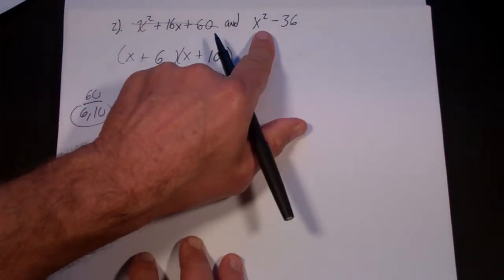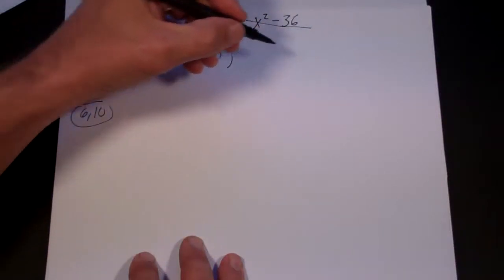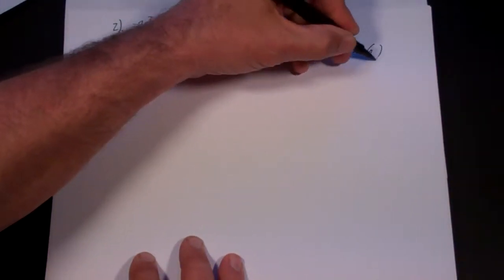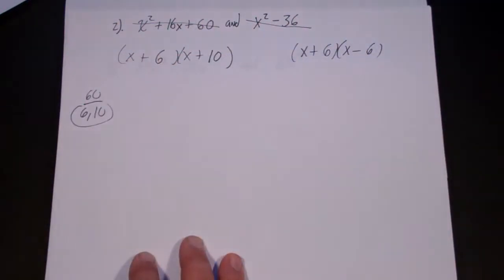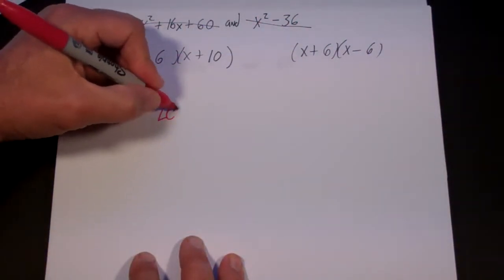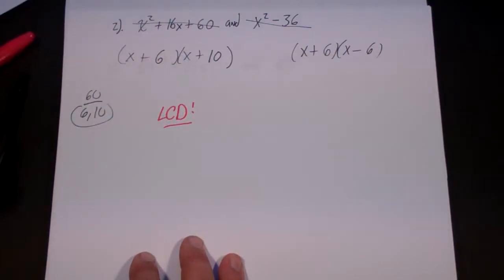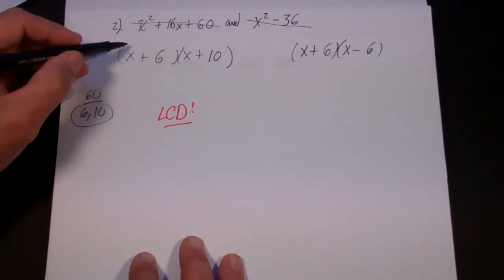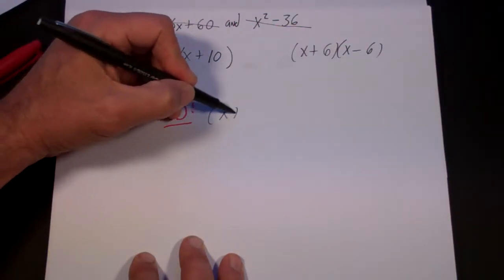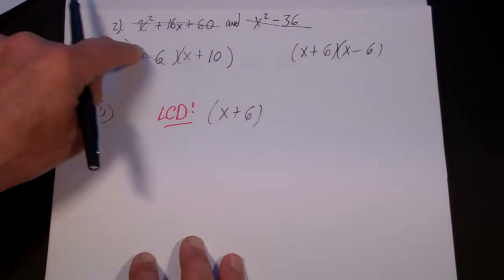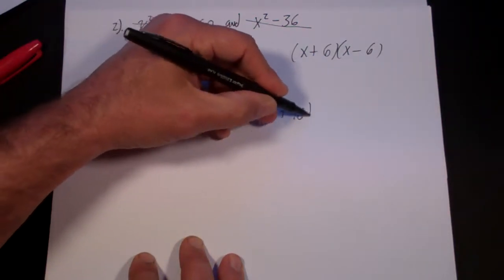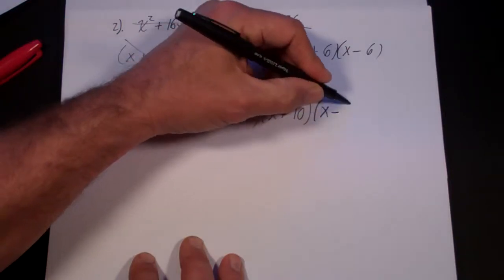And then you're going to factor x squared minus 36, which factors to x plus 6 and x minus 6. This is called the difference of two squares. Now to find your LCD, you're going to write down every term that shows up. X plus 6 shows up. It's fine that it shows up twice; you're just going to write it down once. And then x plus 10 shows up, and x minus 6 shows up.